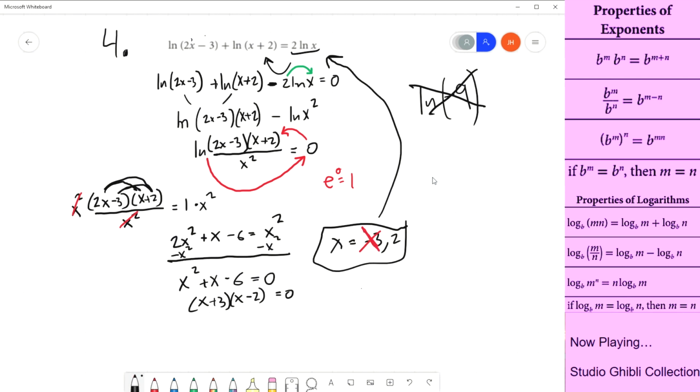What about 2? Is 2 okay? When I plug 2 into 2x minus 3, I get a positive because 2 times 2 is 4, minus 3 is 1. When I plug in 2 in here, I get 4. When I plug 2 in here, I get 2. So they're all fine. So the true solution is x equals 2.